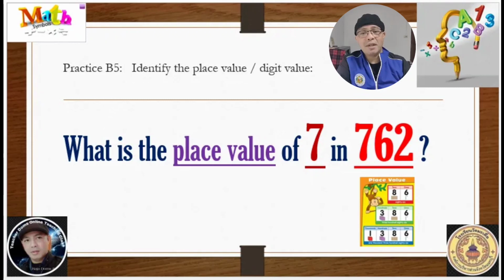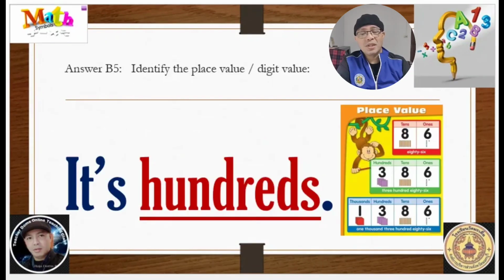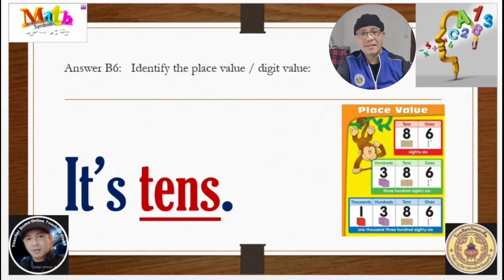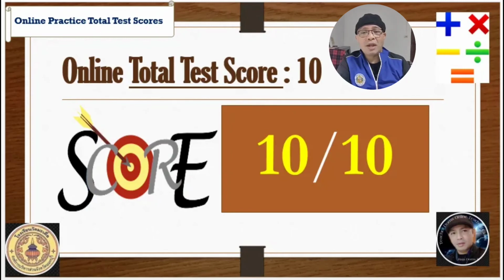Practice B5. What is the place value of 7 in 762? It's hundreds. Practice B6. What is the place value of 9 in 195? It's tens. So, our total score for this online practice test is 10. It is expected that you should have a score of 10 over 10.